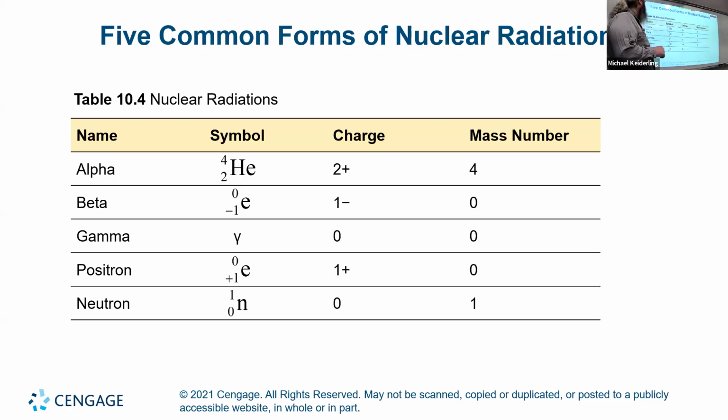You can also have a positron. When a proton turns into a neutron, it emits a positron, which is an anti-electron. It has a charge of +1 and a mass number of 0. And sometimes nuclei will also spit out neutrons. A neutron has an atomic number of 0, a charge of 0, and a mass number of 1.